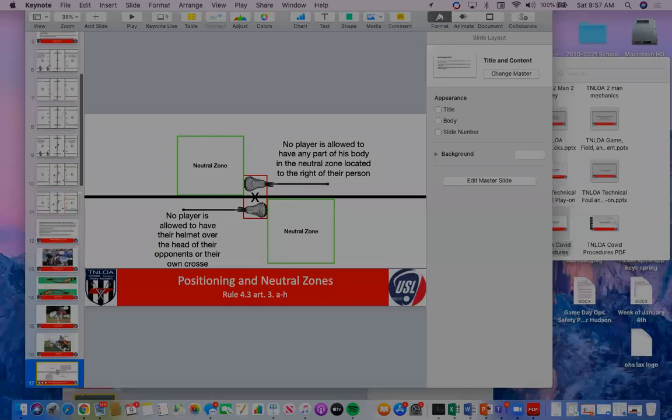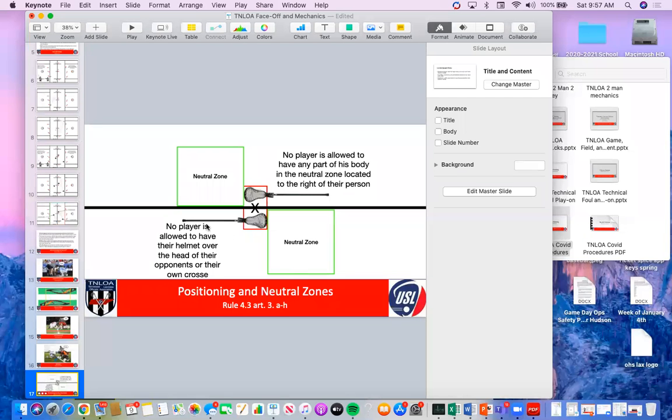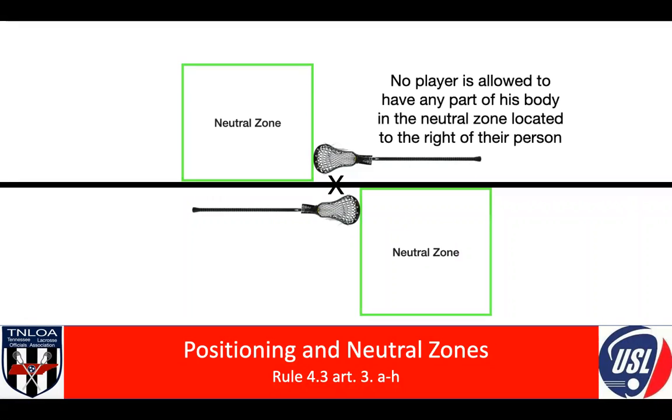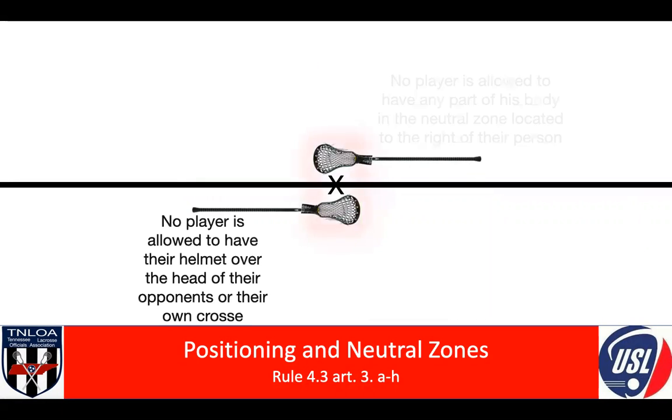So if we have a player who's lined up right here, he can be in this neutral zone. That is perfectly fine, but he cannot be in the neutral zone to his right. The next part of this is no player is allowed to have their helmet over the head of their opponent or their own cross. They are not allowed to have their helmet.